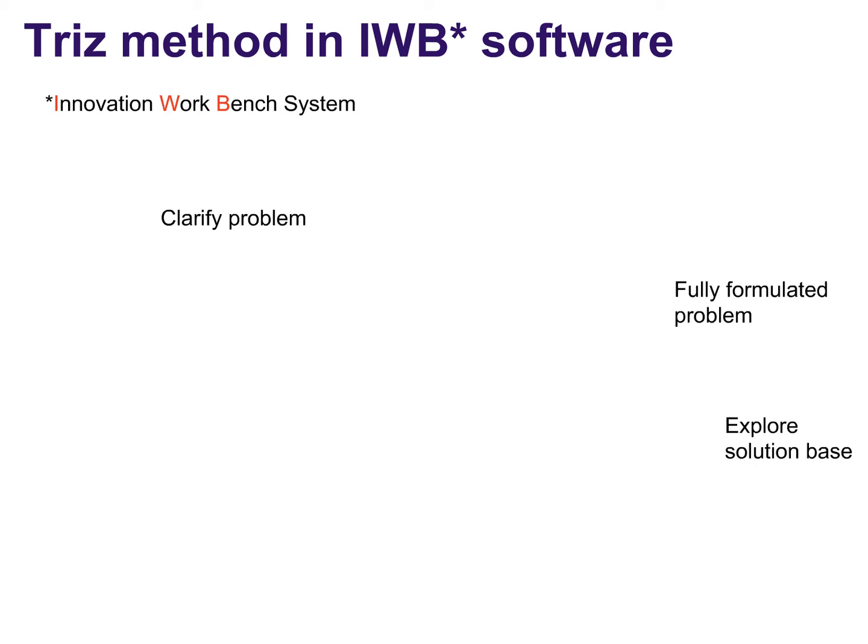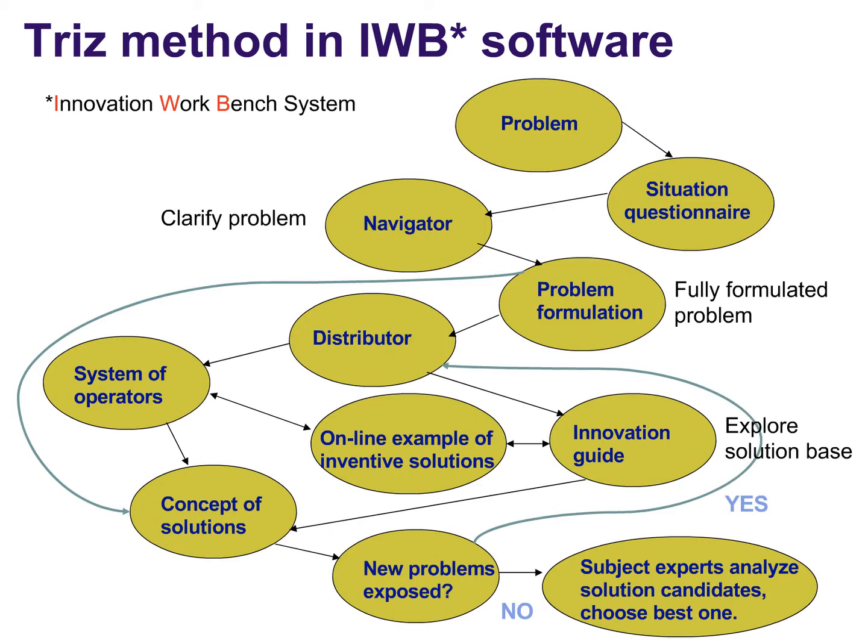The TRIZ model is by this company. They use the Innovation Workbench system as software to handle the process mentioned in the previous slide. It looks like spaghetti and meatballs, right? Through a problem situation questionnaire, we navigate it and reformulate, and so on and so forth. Finally, we find what we need. Of course, the procedure can be complicated, but with the powerful computational technology and equipment we have, it is now less troublesome.